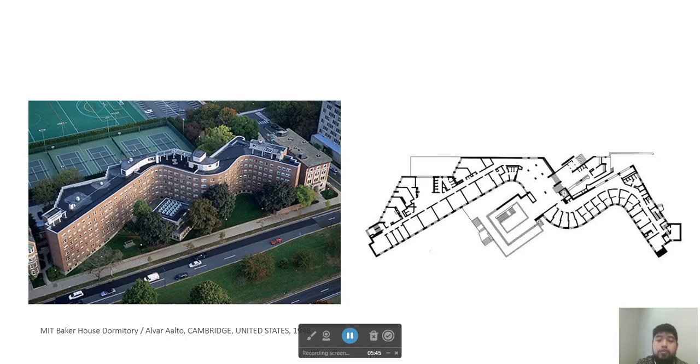This is a dormitory done by Alvar Aalto at the MIT campus in Cambridge, in the US. It's again very interesting how he does this. Dormitories, if you've been to a dormitory or a hotel or things like that, usually have many rooms.